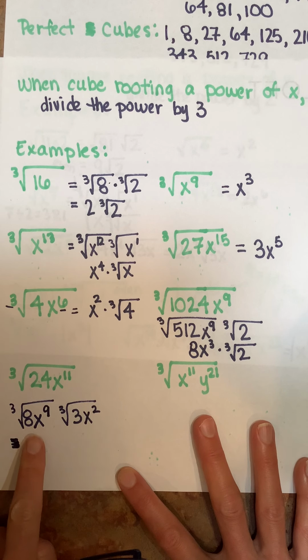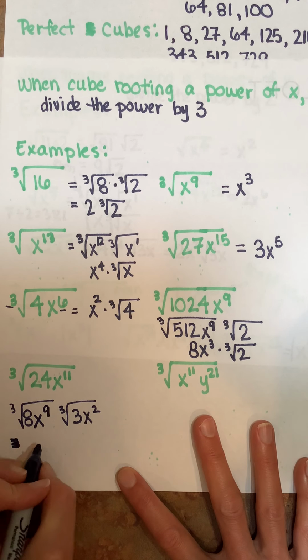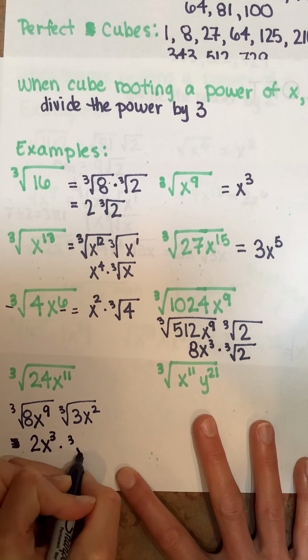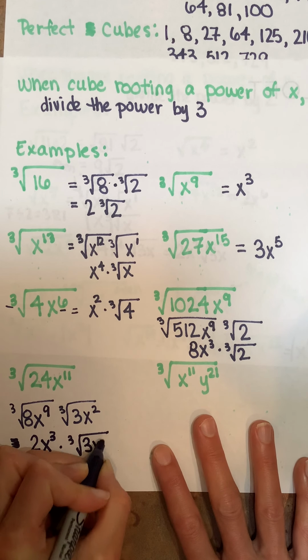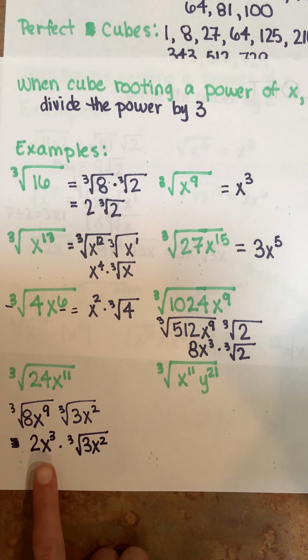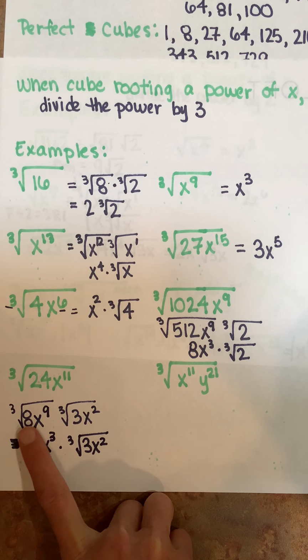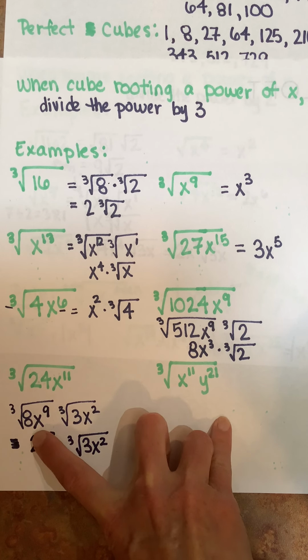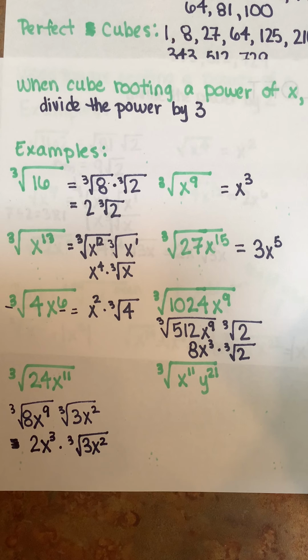So I'm cube rooting this first expression, and that's going to give me 2. Divide the power by 3. This stays. So what are we really doing when we're simplifying that first radical? We're cube rooting the coefficient and dividing the exponent by 3. That would be something good to put in your summary or jot it down in your notes. When you simplify the cube root, you cube root the coefficient and divide the exponent by 3.